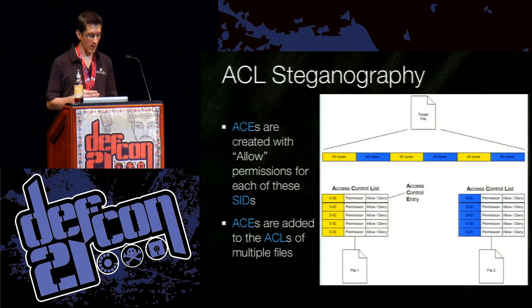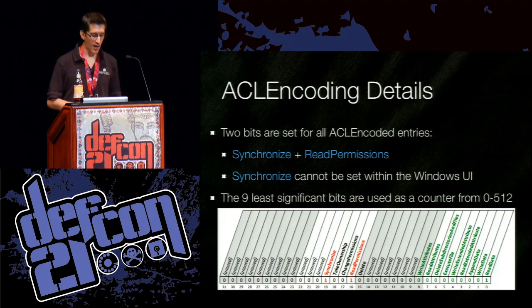When it's doing this, the order is important because we need to know where chunk 1 goes, where chunk 2 goes, so that when we decode it, we reassemble all these chunks in the right order. Also, just like the chaffing and winnowing example that we went over earlier, we need to know which ACEs are legitimate and which ACEs belong to my encoding scheme. So there's a way that I do this. There are 2 bits set in every single permission for an ACL encoded entry. It's the synchronize bit and the read permissions bit.